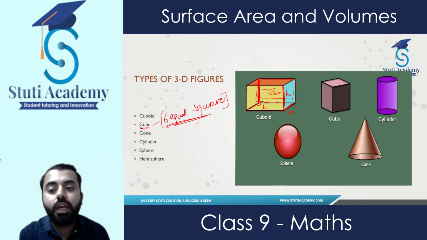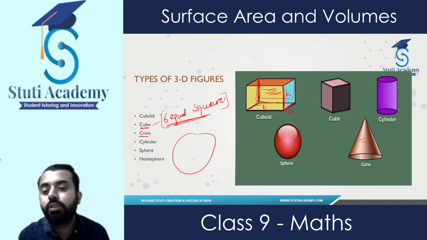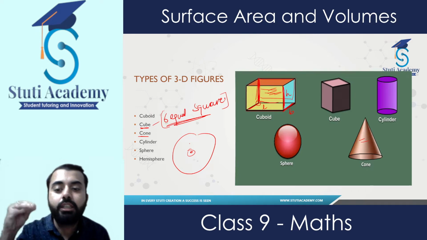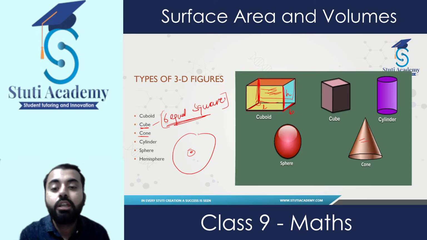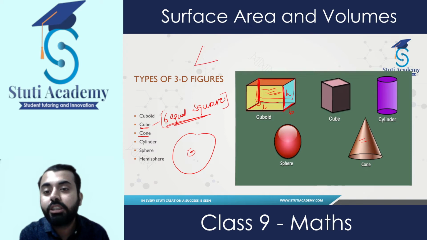Let's see, I have now the cone. What is a cone? You just have a circle, you take the center, and you keep stretching it toward the other end. You end up having a triangular shape at the top and a circular shape at the bottom. I will be explaining to you later on how this is.